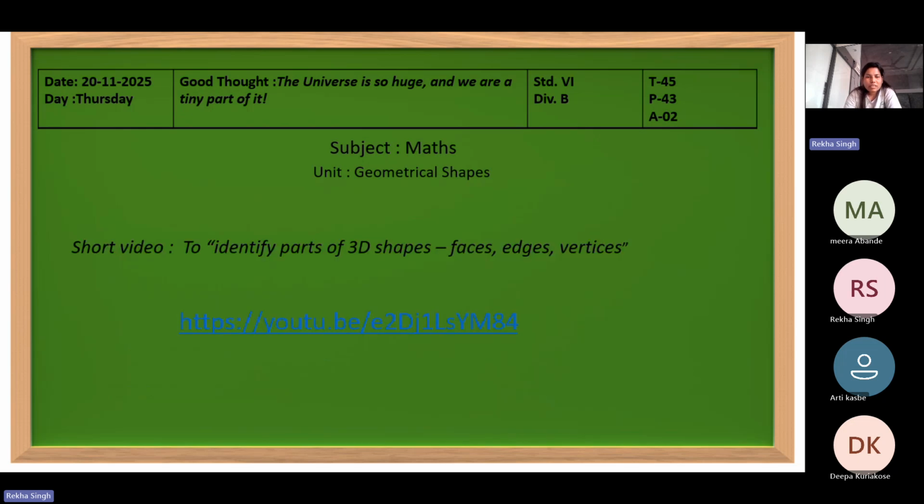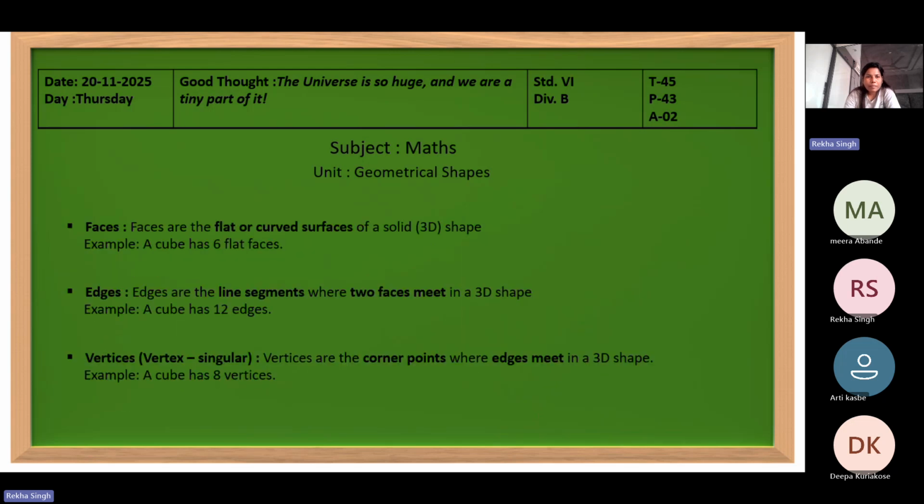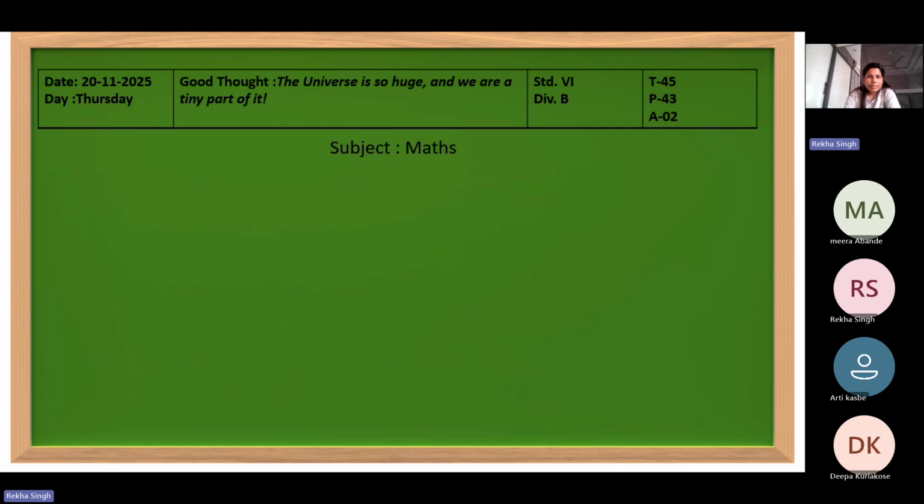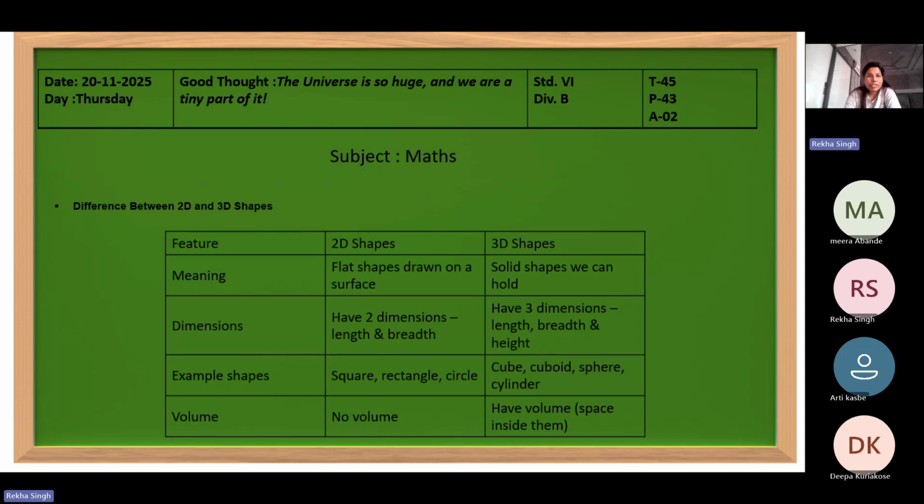Okay. Now before proceeding, let's watch the difference between 2D shapes and 3D shapes. So you can see the meaning of 2D. The word itself says that they are flat shapes drawn on a surface, and 3D shapes are the solid shapes we can hold. Now, what are the dimensions? 2D shapes have two dimensions, that is length and breadth. And 3D shapes have three dimensions: length, breadth, and height. Now the real examples of 2D shapes are square, rectangle, circle. Now 3D shape examples are cube, cuboid, sphere, and cylinder.